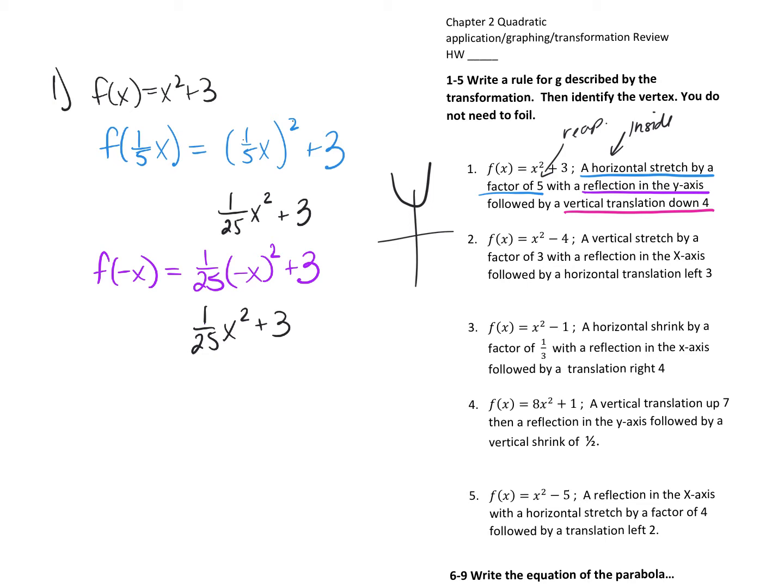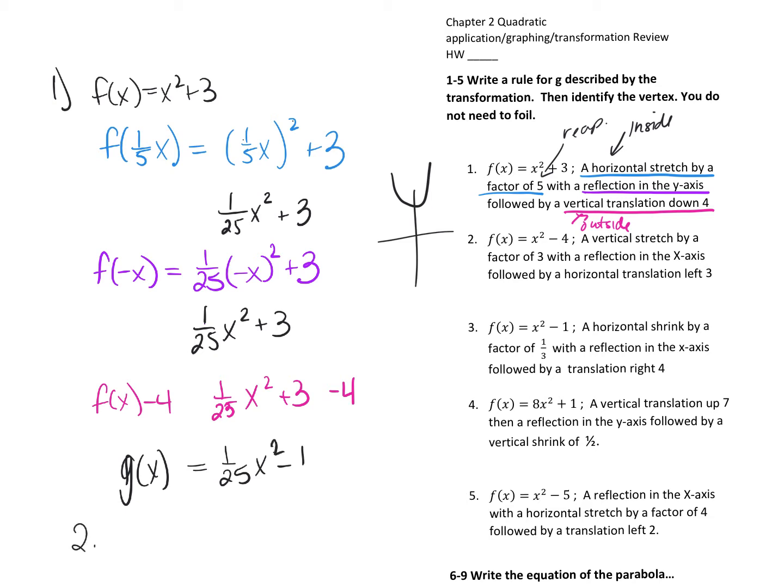And then the last one is a vertical translation down 4. That's f of x minus 4. Vertical translations happen outside, right? So I take the whole function, 1/25 x squared plus 3, and then I'm subtracting the 4. So my final answer, g of x, is 1/25 x squared minus 1.